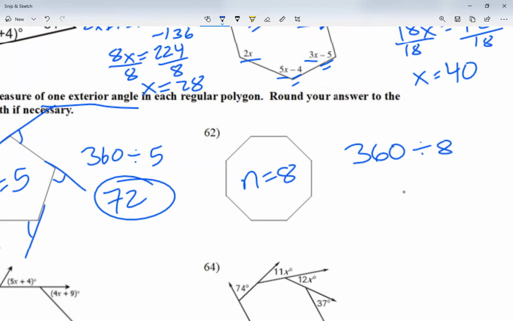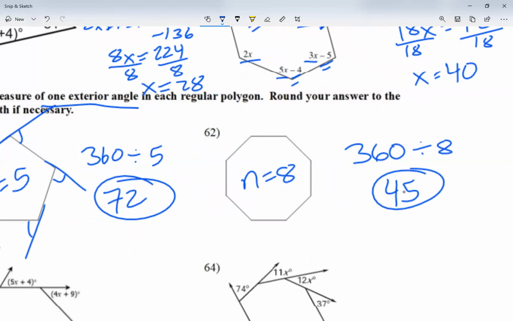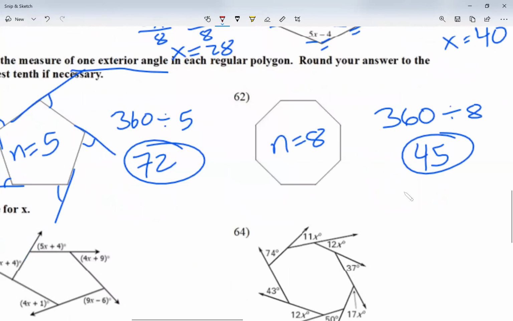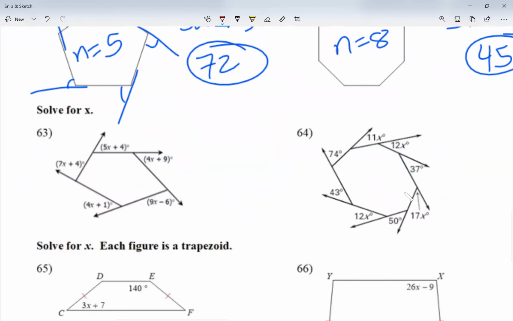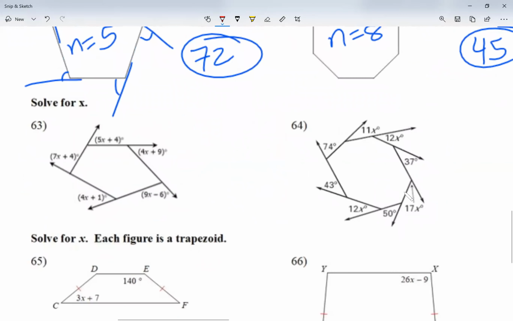And in my case, I get 45. You might get decimals. Round your answer to the nearest tenth, 1 decimal place. Okay, for us to not get confused on the next one, let me switch to red. Now looking at 63 and 64, the angles are on the outside, I can tell. And the instructions are solve for x. All right, let me add all of my angles.